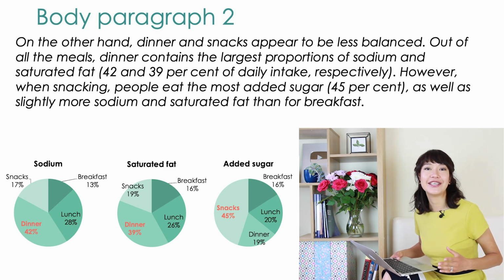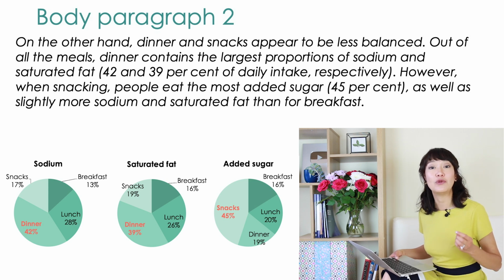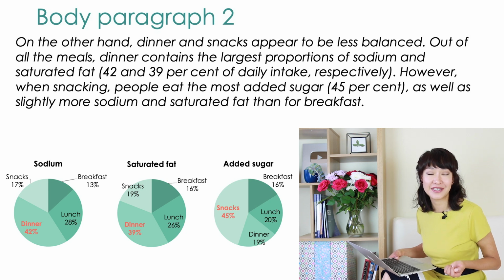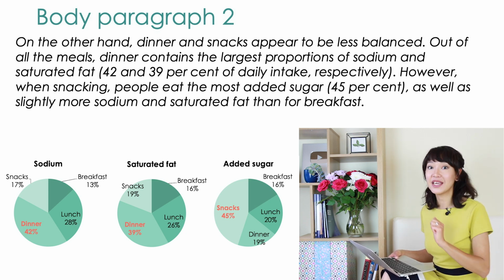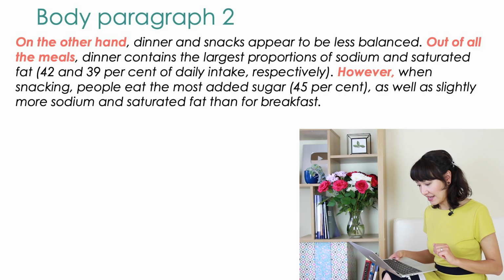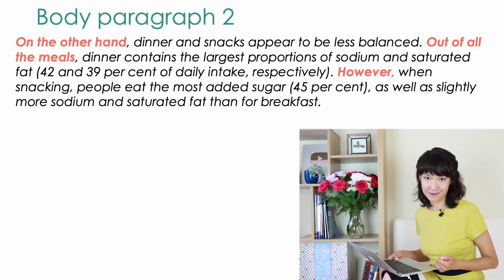In the charts, you get a lot of information and a lot of different figures, and you need to choose the key features, the most important numbers, such as the highest numbers, and that's what I reported in this body paragraph. Also, in your task 1 as well as your task 2, you need to use a number of formal linking words and other linking devices, such as, on the other hand, out of all the meals, and however.